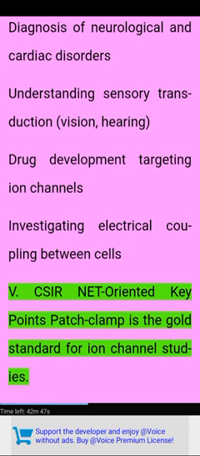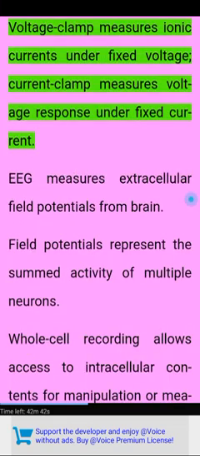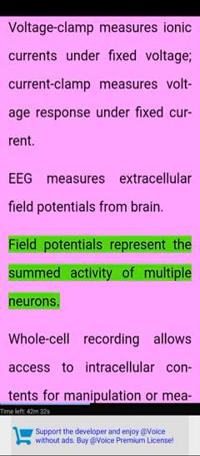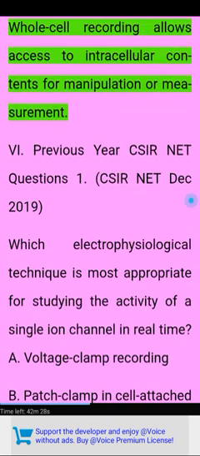CSIR-NET-oriented key points. Patch clamp is the gold standard for ion channel studies. Voltage clamp measures ionic currents under fixed voltage. Current clamp measures voltage response under fixed current. EEG measures extracellular field potentials from the brain. Field potentials represent the summed activity of multiple neurons. Whole-cell recording allows access to intracellular contents for manipulation or measurement.